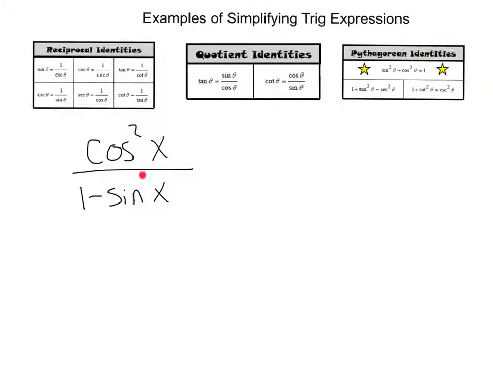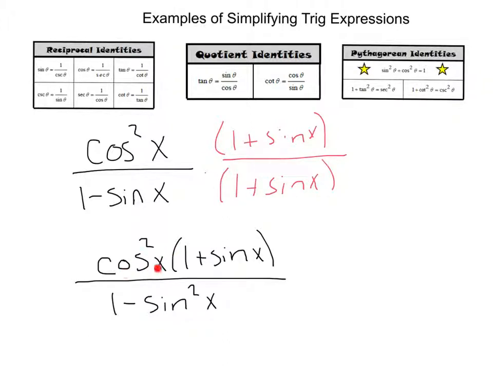Here I have cosine squared x over 1 minus sine x. Now this is already written as one term, so I can't combine fractions. It's already written as sine and cosine, so my best option might be, let's try to reduce this term out by multiplying by the conjugate. That'll be 1 plus sine x, because we want to do the opposite of whatever the denominator is.